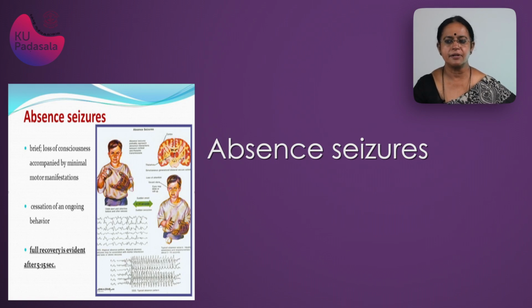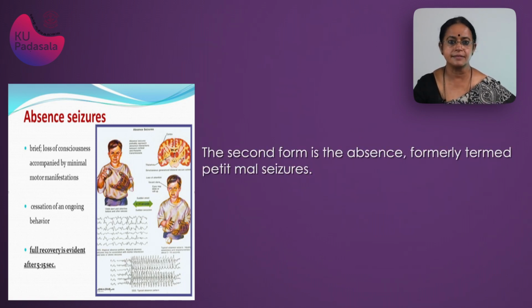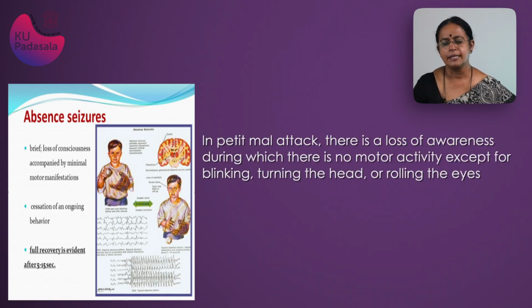The second type of seizures is the absence seizures. Absence seizures are also known as petit mal or small illness. In a petit mal attack, there is loss of awareness, during which there is no motor activity except for blinking, turning the head, or rolling the eyes.